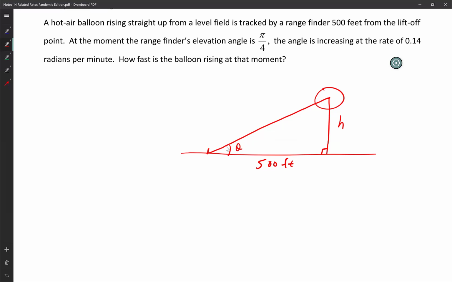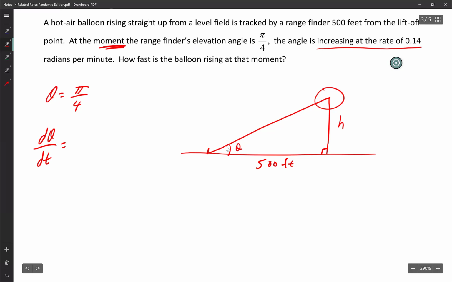So we're going to write what we know on the side. So here's the moment. What moment is it? They're talking about the moment when the angle is 45 degrees, and the angle is increasing at a rate of 0.14 radians per minute. So d theta dt is 0.14. Are we okay so far, guys? Yes. Okay.